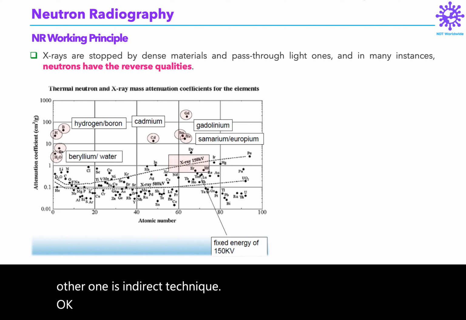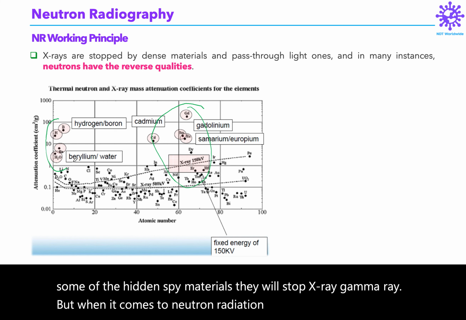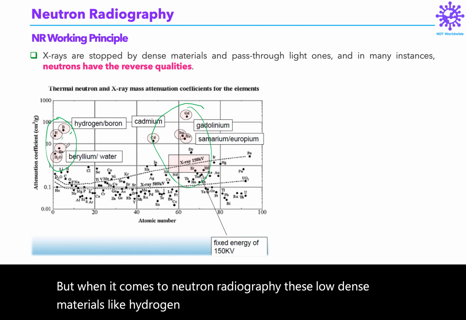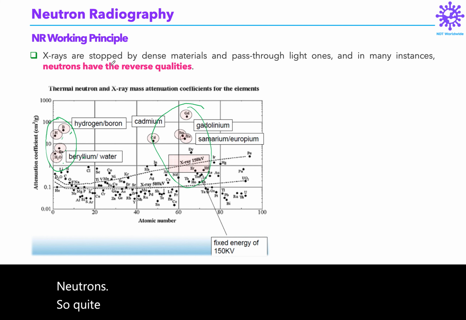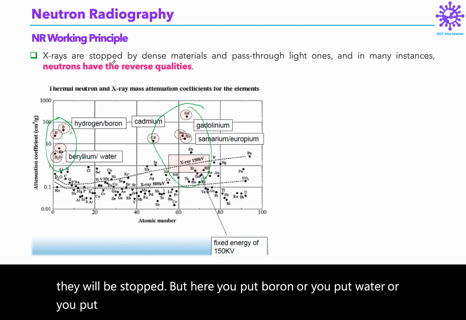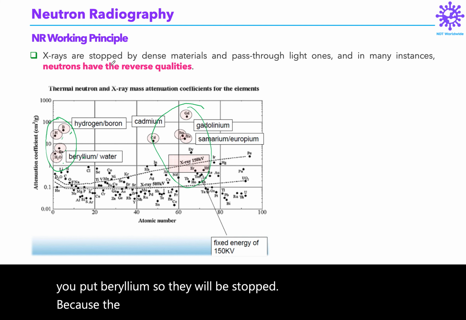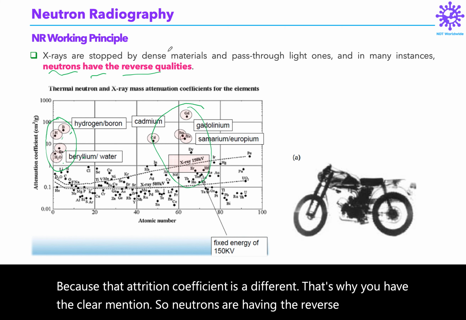Okay, so you can see here. In X-ray and gamma ray, some of the high-density materials will stop the radiation. But when it comes to neutron radiography, low-density materials like hydrogen, boron, water, and beryllium will stop the neutrons. So it is quite the opposite. In X-ray and gamma ray, we put a lead sheet and they will be stopped. But here you put boron, water, or beryllium, and they will be stopped because the attenuation coefficient is different. That's why it is clearly mentioned here. So neutrons have the reverse qualities of X-ray and gamma ray.